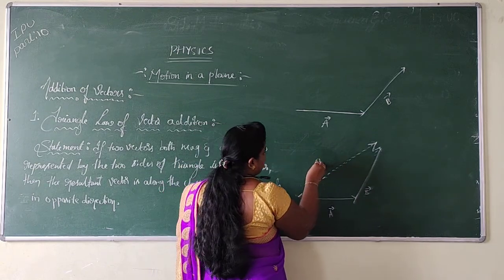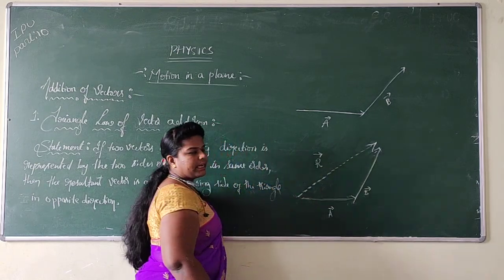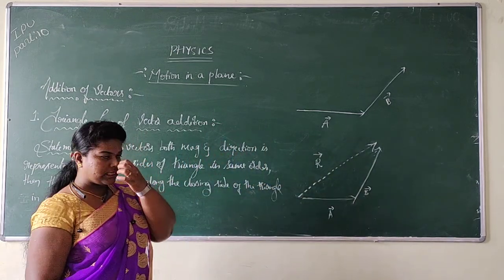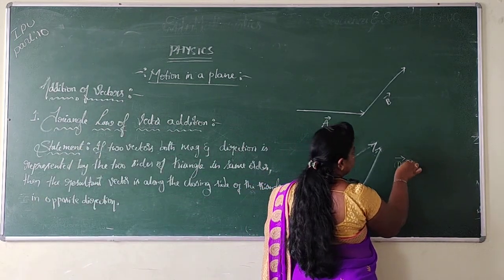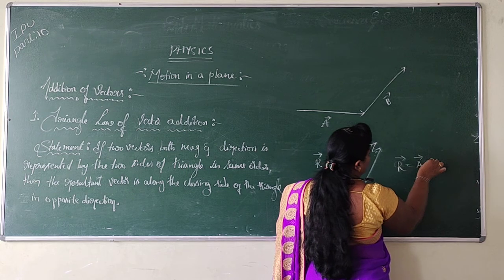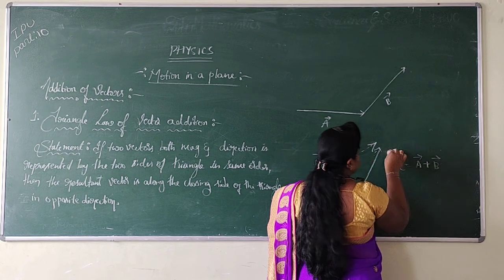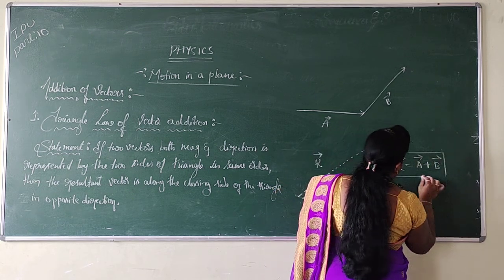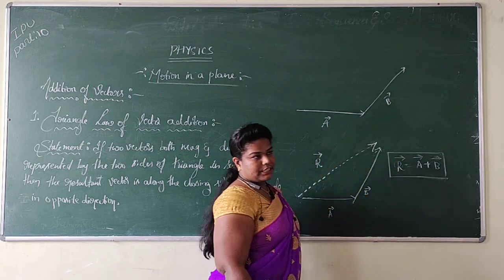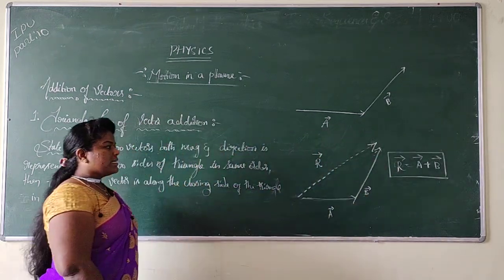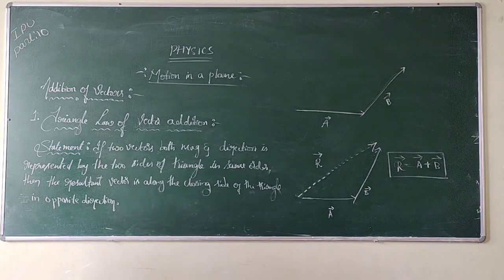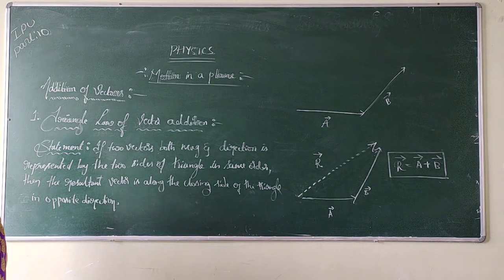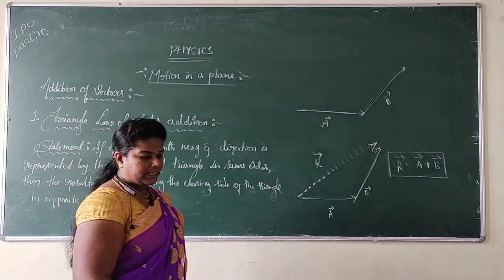Whereas the resultant vector is represented by the symbol capital R, that is vector R. Then the resultant vector R is written as vector A plus vector B. This is the triangle law of vector addition. Vector R is equal to vector A plus vector B. Right, dear students? This is the triangle law of vector addition.